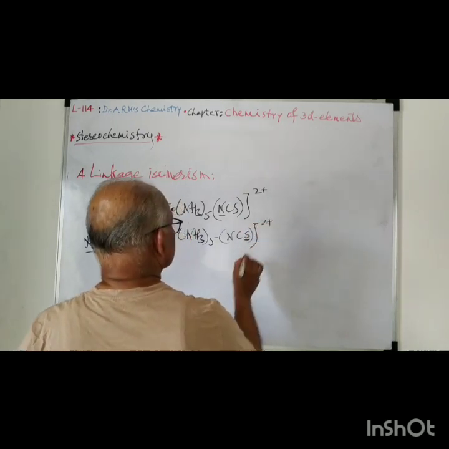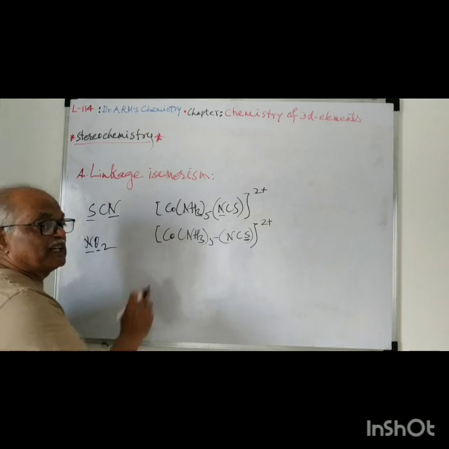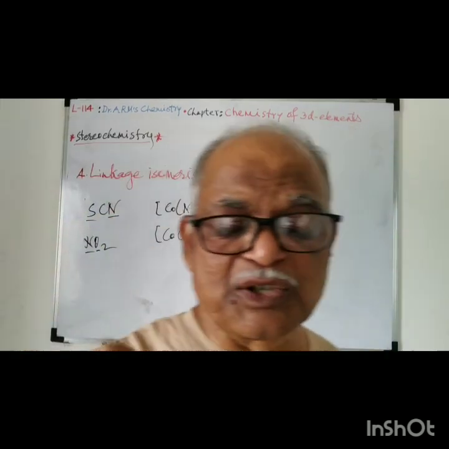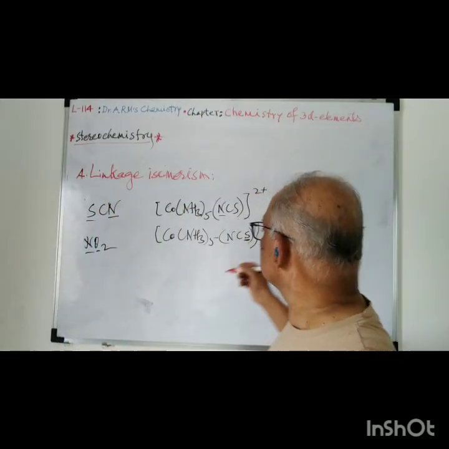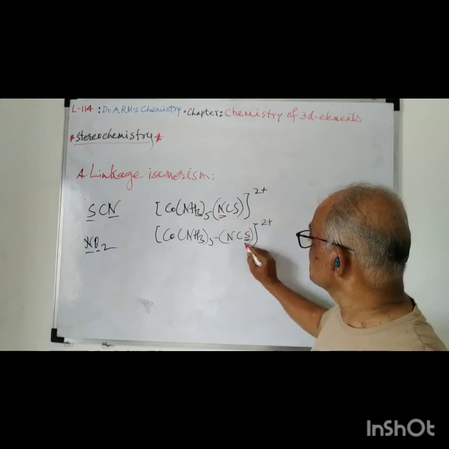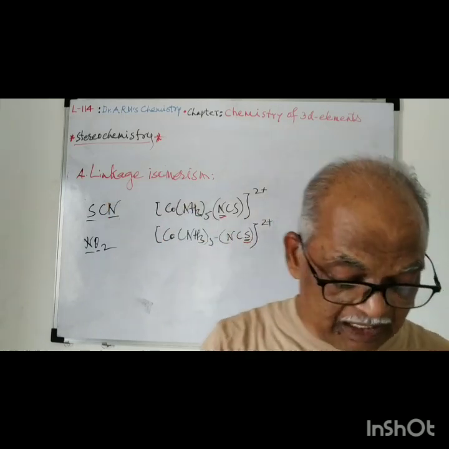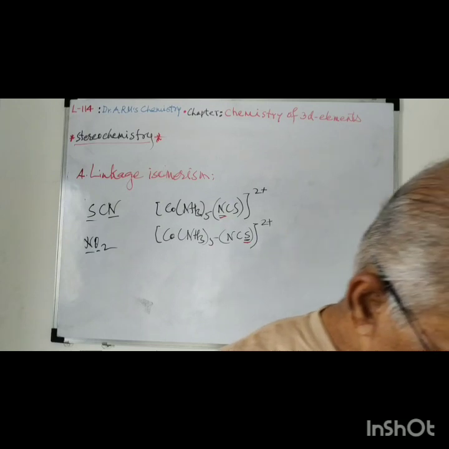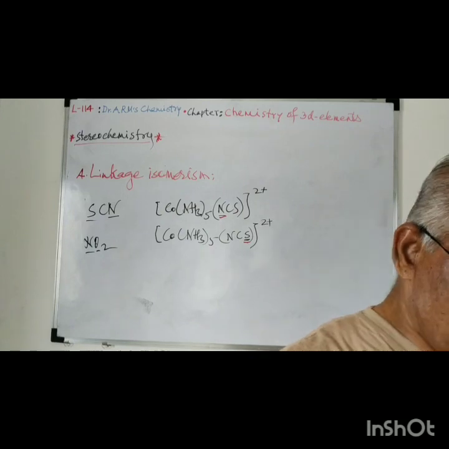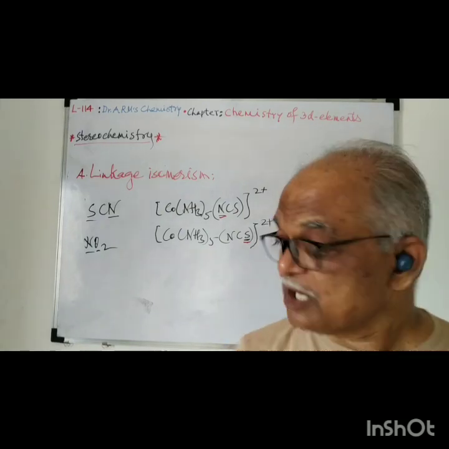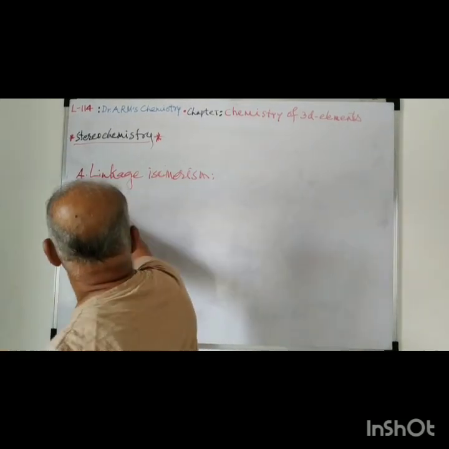So here the ligands are the same, the molecular formulas are the same in both cases, but these 2 compounds differ with respect to the points of attachment, and that is why there is a difference in the linkage between the metal ion and the ligand. Therefore they are called linkage isomers, and this phenomenon is called linkage isomerism. Now we will see the preparation of such complexes of isomers.